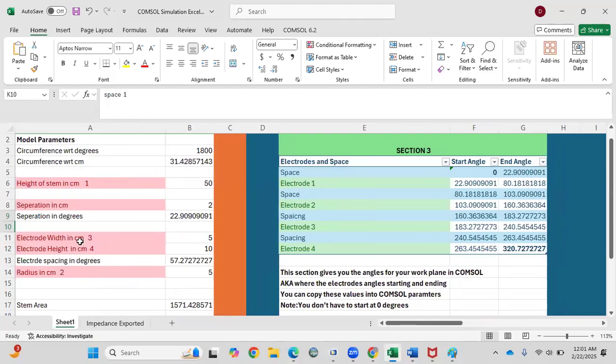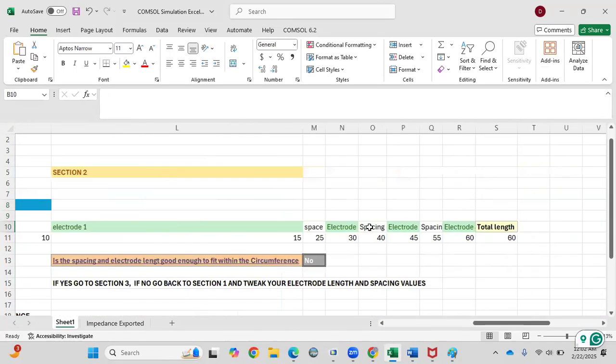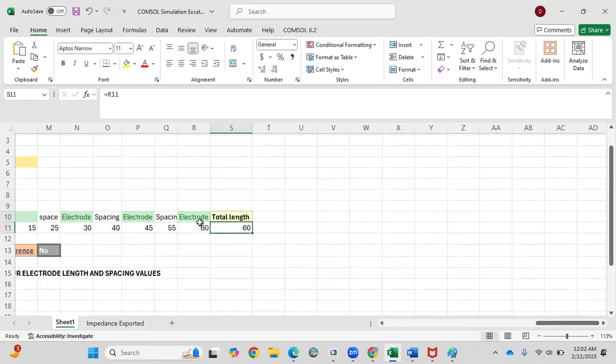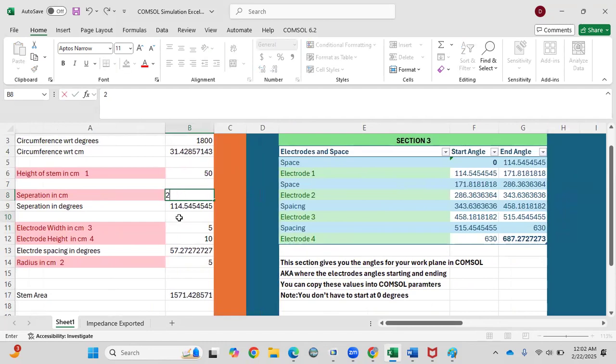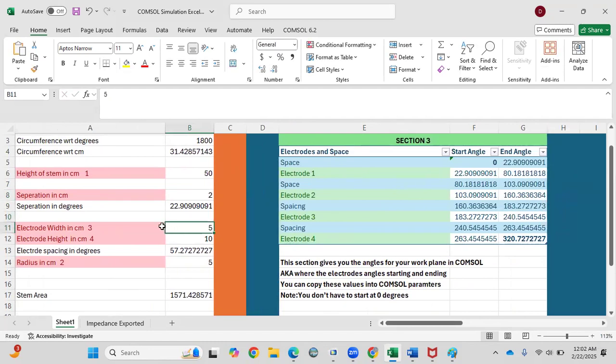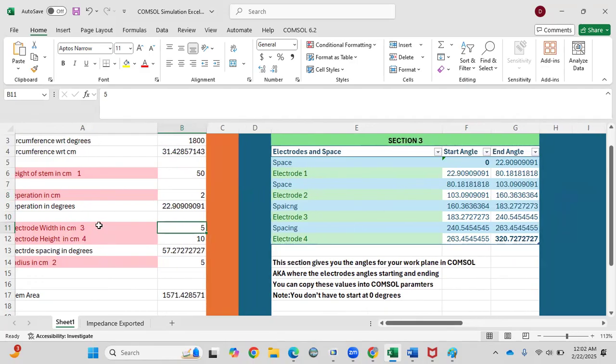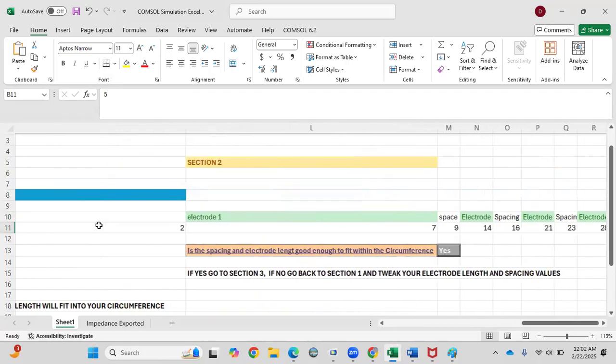Because let's say you can't adjust the width of the electrode, the only thing you could change is your separation. So if you pick too big of a separation, you will run the risk of going over your circumference, so you wouldn't be able to fit the electrodes with those spaces. So you have to pick a spacing that allows you, or you could adjust the width of your electrode, how thick the electrode is, to fit. And once you do that, you should get a yes, and you can be happy.